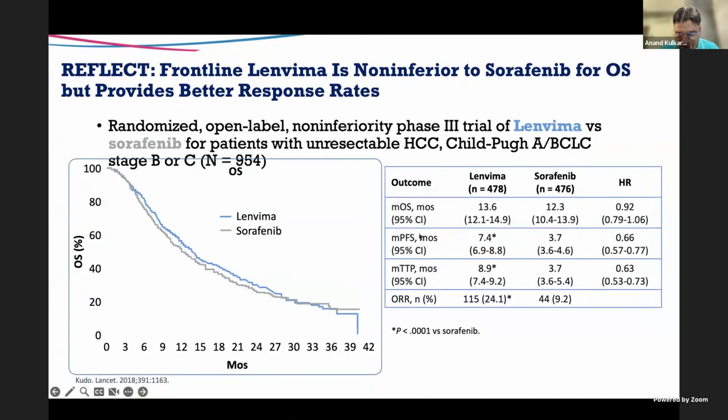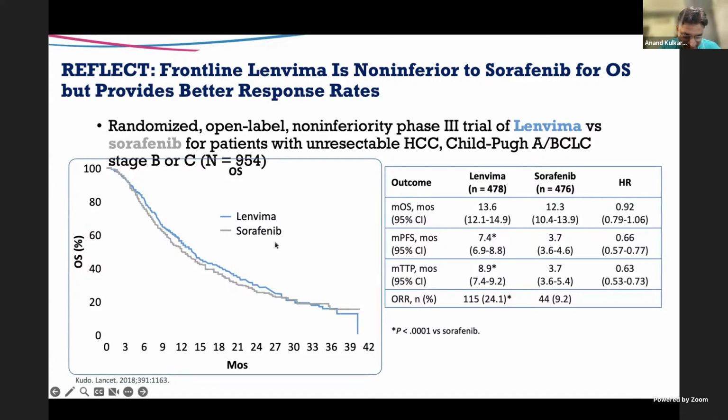Importantly, the median overall survival was not significant initially. The study reported it as a non-inferior trial, while there was significant improvement in progression-free survival and time to progression. So this was quite important initially, and it was a landmark study published in Lancet from Japan, by Professor Kudo.